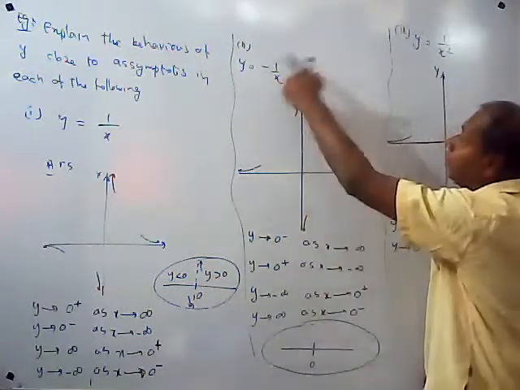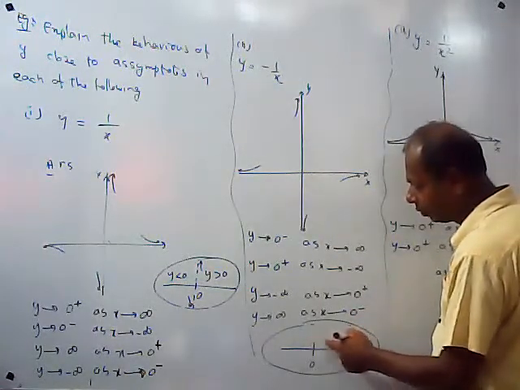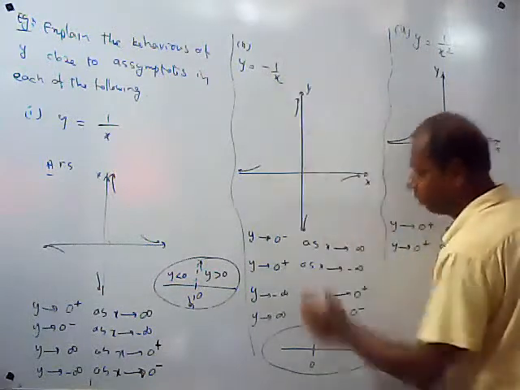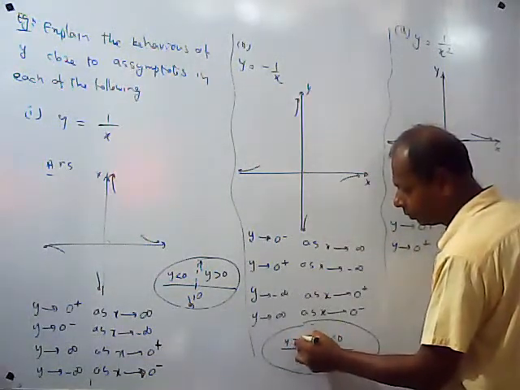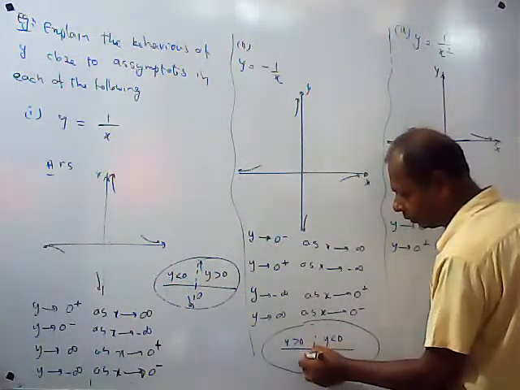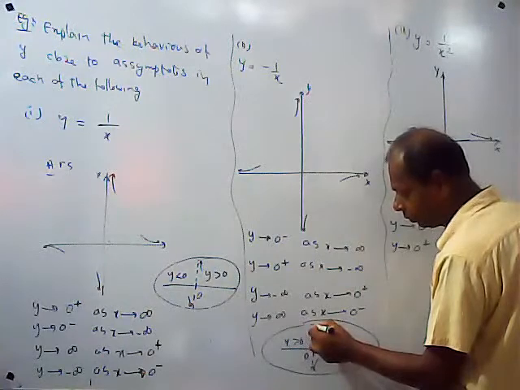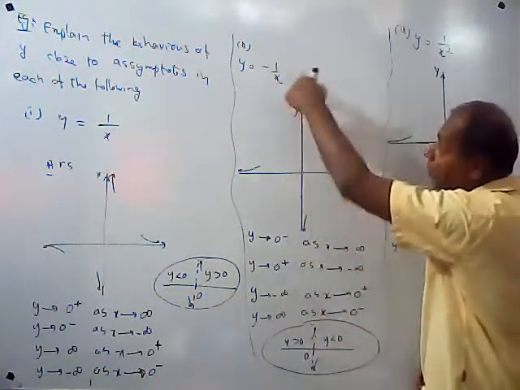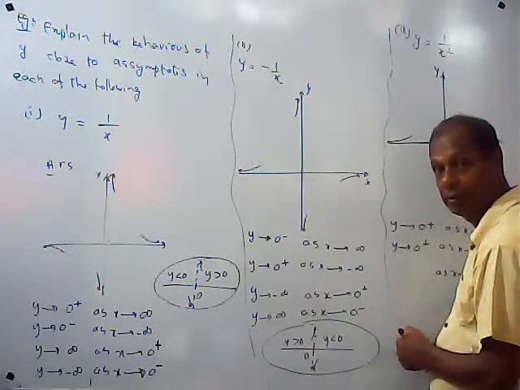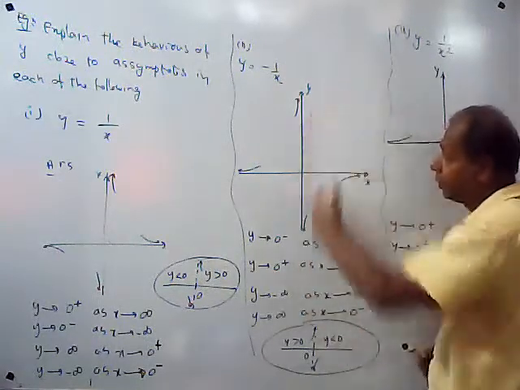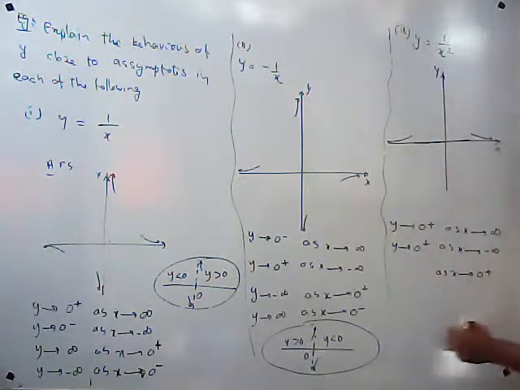We are checking the sign of y. Right of 0, minus 1 over x will be negative, and left of that will be positive, so it goes to negative infinity and positive infinity. Check the sign of y around this vertical asymptote, right?